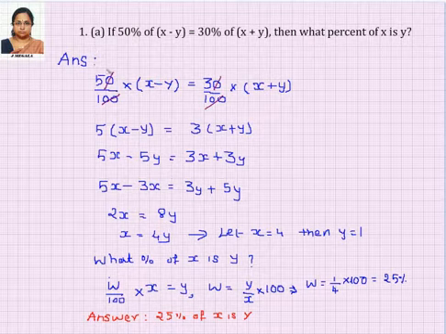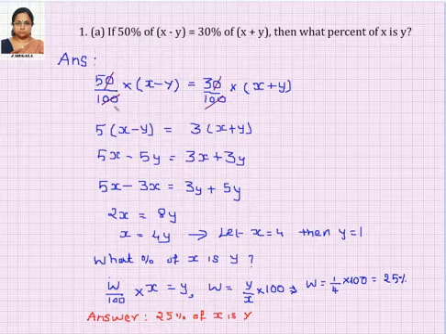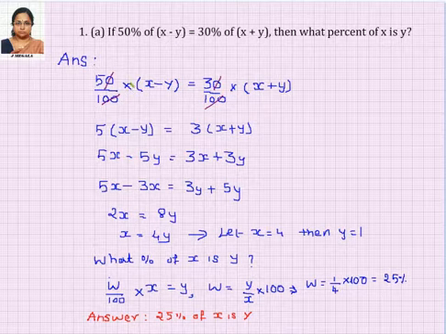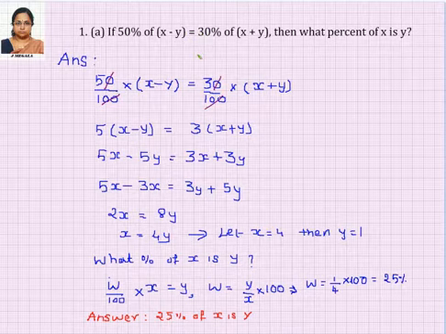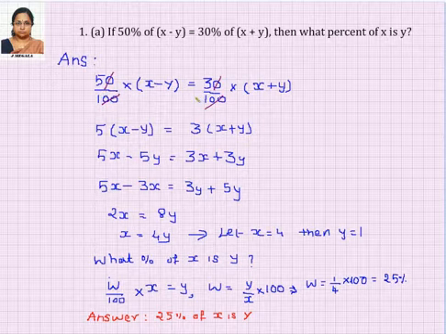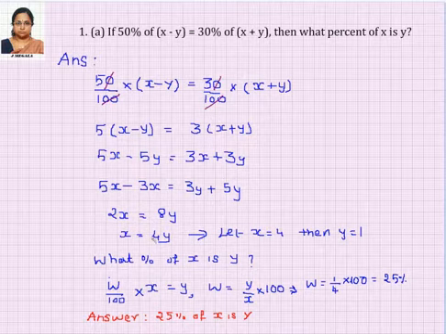So what I have written here is 50%, that means 50 by 100. As I said, percentage is always replaced by 100. Of is replaced by multiplication. And then within the bracket, this is given as equal to. Of course, here it is given as equal to, but if it is given as "is", then I have to replace that by equal to. 30% of x plus y. And now you can solve it directly. You can cancel this and solve. Then finally what you get here is x equal to 4y.